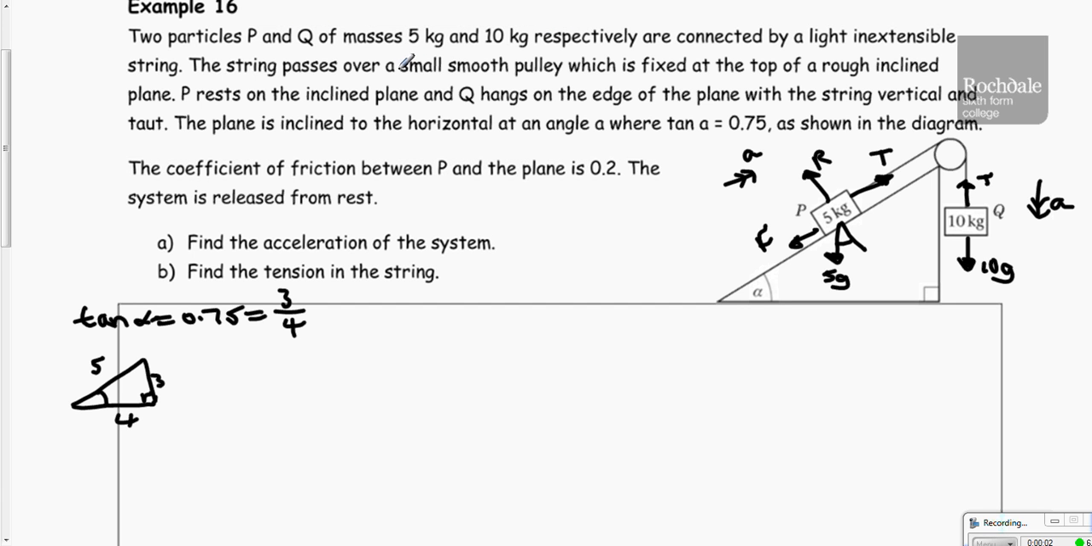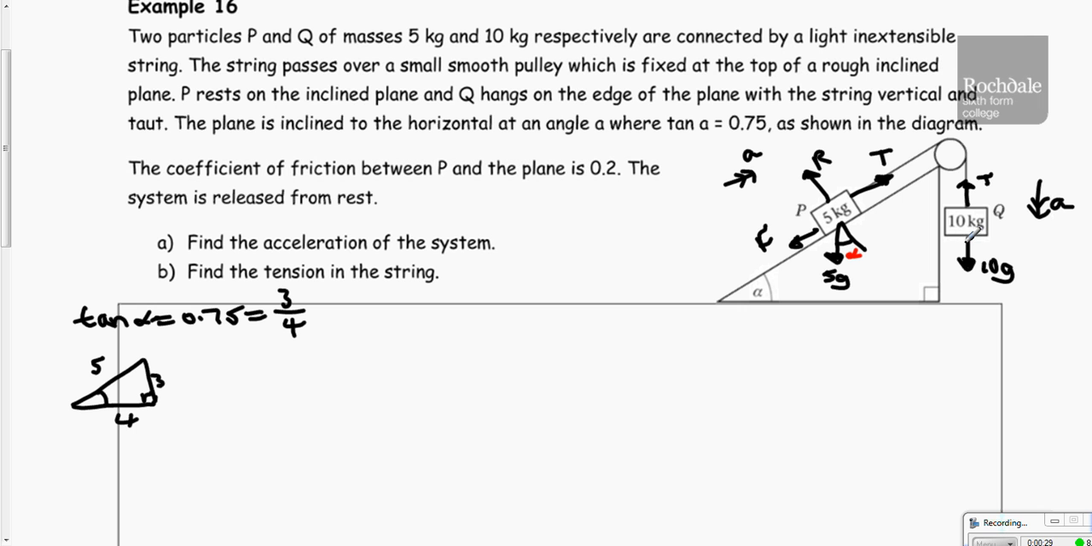Dynamics example 16. Again, this is a connected particles situation. I've read through the question and I've labelled on the diagram all the different forces that are acting here. Friction on the rough plane, a normal reaction, the weight of this particle, and I've labelled here the angle alpha, which we know is the same as the one at the bottom of the slope. Tension in both parts of the string, and the weight.